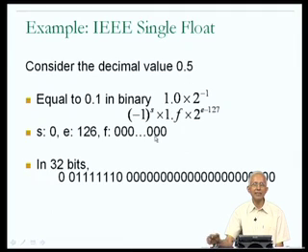Now, there will be many real values for which there is not an exact IEEE equivalent. And therefore, what is done in the IEEE standard is to approximate a real value which cannot be represented exactly by its nearest equivalent.